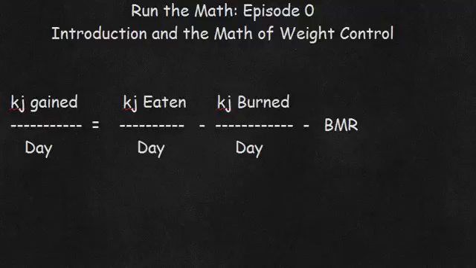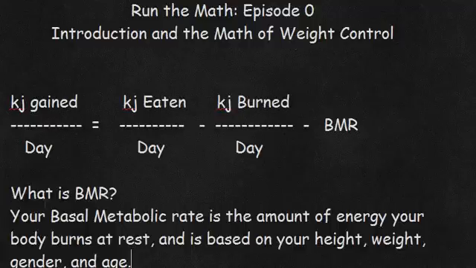So what is your basal metabolic rate? Well, your basal metabolic rate is the amount of energy your body burns at rest and is based on your height, weight, gender, and age. Now, our goal today is to calculate the maximum energy intake for a 130 kilogram man who is 160 centimeters tall, wants to lose 30 kilograms without the need of strenuous exercise. So, first thing we do in any mathematical equation is write down the information we know.